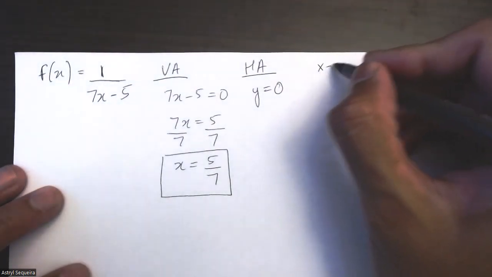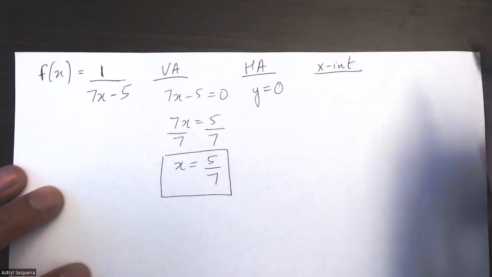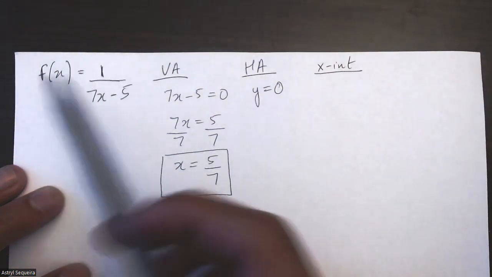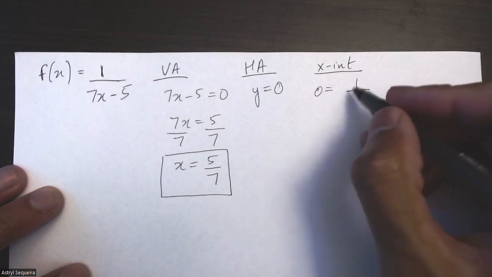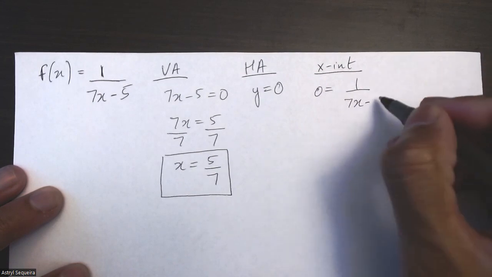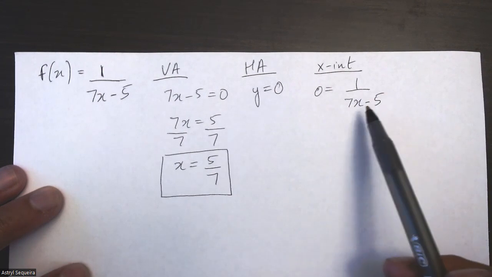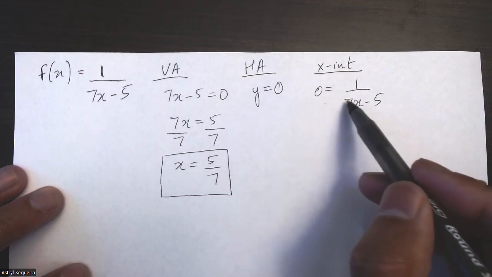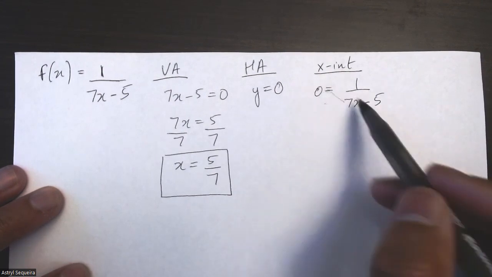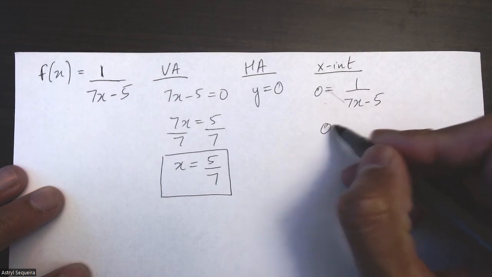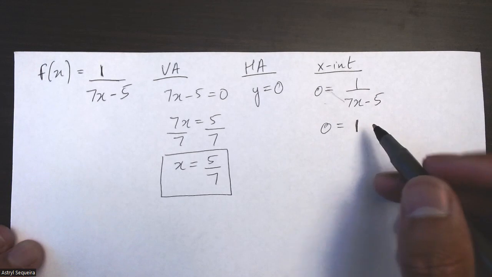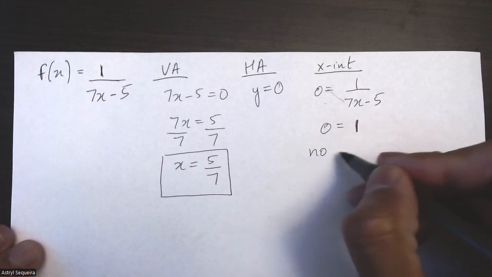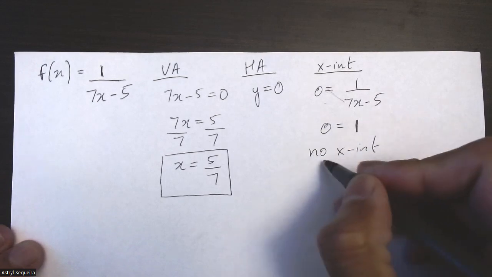Next, let's solve for the x-intercept. So for the x-intercept, we're going to replace f of x with 0, and we're going to solve for x. I'm going to start by cross multiplying this over. So 0 times 7x minus 5 is 0. And 0 equals 1 does not make any sense, which just means there's no x-intercept.